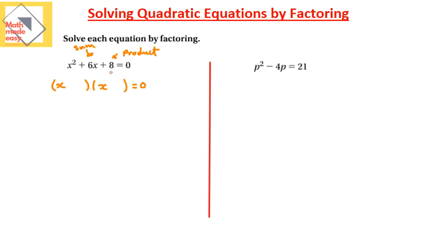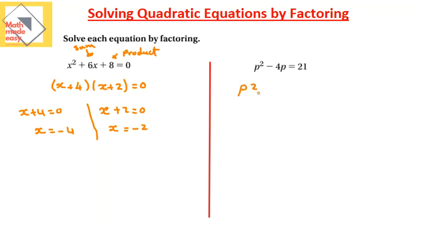So I want two numbers that have a product of 8 and add up to 6. So definitely 4 and 2, and both of them are positive. So I can say here that x plus 4 is equal to 0, as we said, or x plus 2 is equal to 0, which makes x equal negative 4 and x equal negative 2. Okay, what about this one? I have b squared minus 4b equal to 21. We cannot factor like that. It has to be equal to 0.